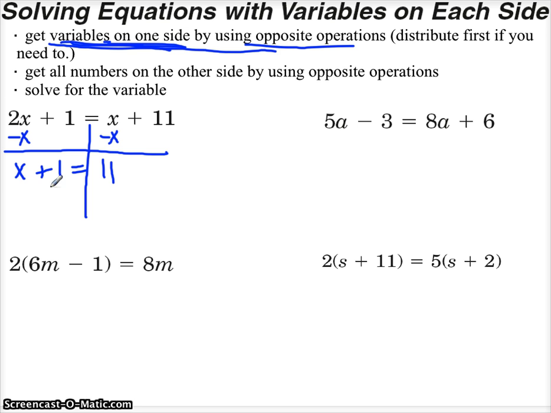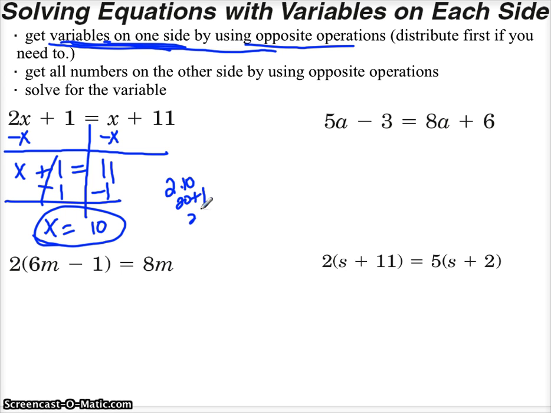From there, x is my variable, plus 1, opposite of plus 1 is minus 1, so I get x equals 10. Again, you always want to check your work. So 2 times 10 is 20, plus 1 is 21, and then 10 plus 11 is 21. They equal, so that works.